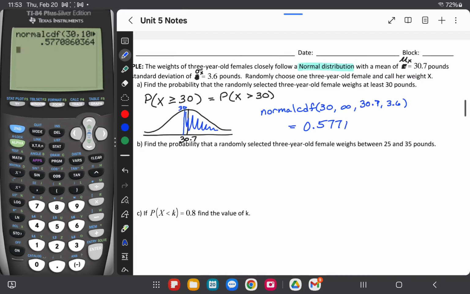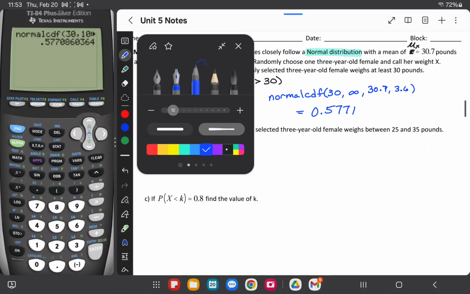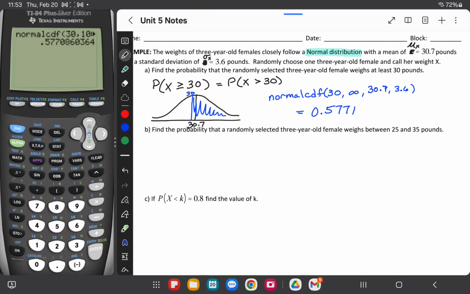Next, let's go ahead and find the probability that a randomly selected 3-year-old female weighs between 25 and 35 pounds. So now we want to know between 25 and 35. So the probability that 25 is less than X, which is less than 35. And this is where, guys, it's going to start to become more and more important to make sure that we're using correct probability notation. That is going to be something that I will be looking for when we take our Unit 5 test.